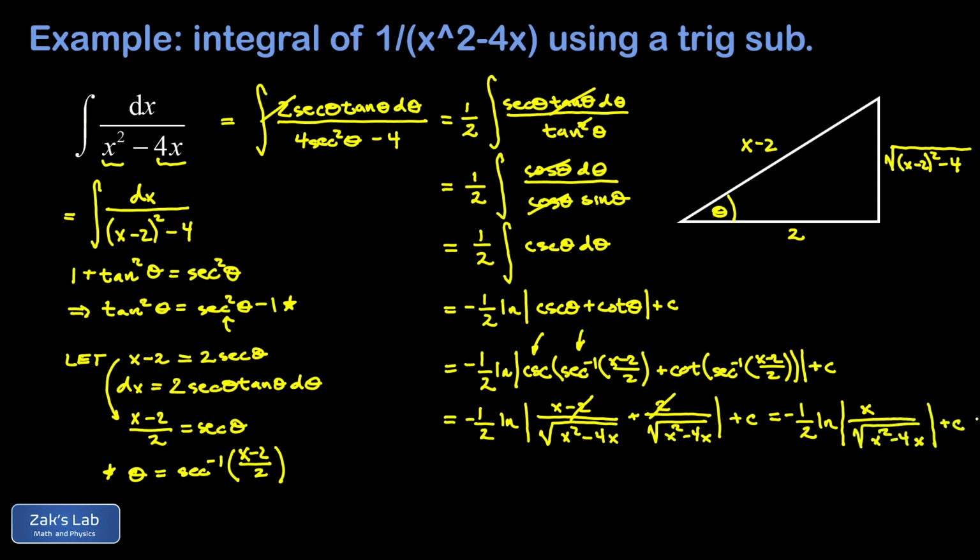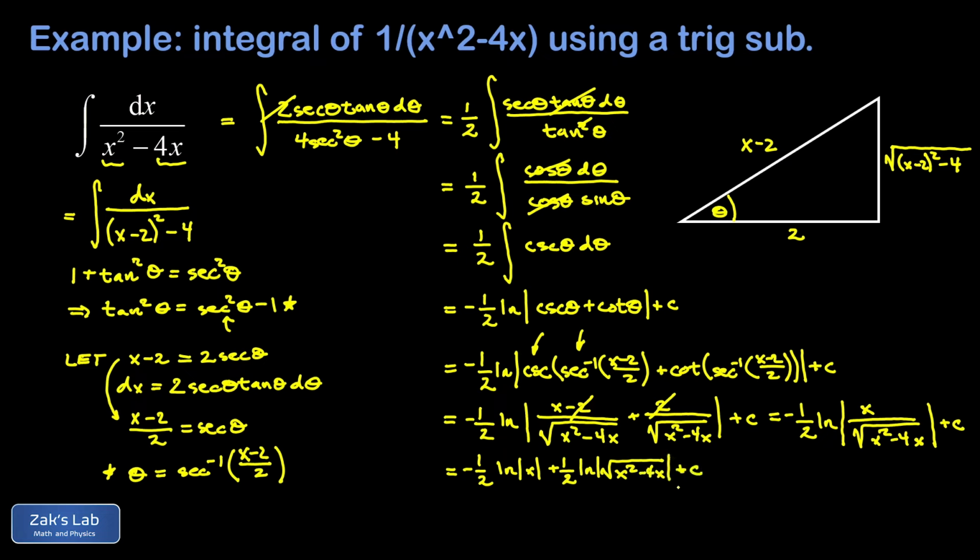Now that's a fine way to leave the answer, but I did want to check for agreement with our partial fractions approach to the problem. And that means we have to apply some log properties to manipulate this and kind of clean it up a little bit. So first, the natural log of a quotient is the difference of the natural logs. I'm going to go ahead and distribute the negative 1/2 while I'm working here. So I end up with a negative 1/2 natural log absolute value x, and then a plus 1/2 because we took the difference of two logs. So a plus 1/2 natural log of the square root of x squared minus 4x.